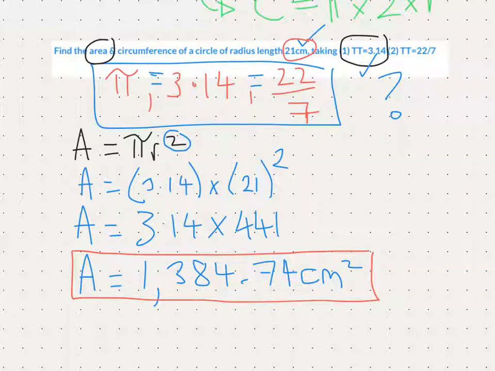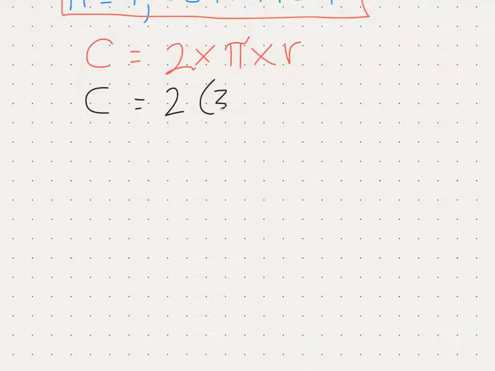We now need to find part 2, the circumference of that same circle. So we can write the formula for circumference. Circumference was equal to 2 times pi times the radius. Now we know that pi must be 3.14, and we know that the radius was 21. So we can do a straightforward calculation.